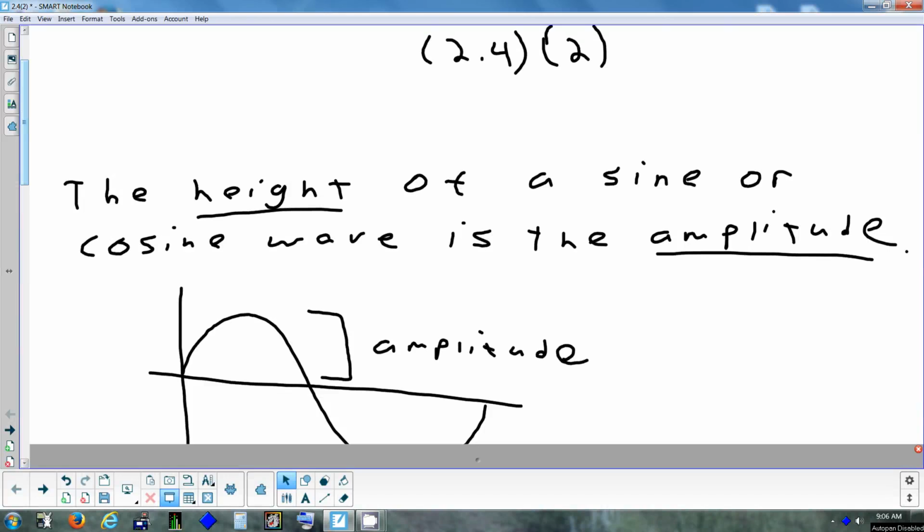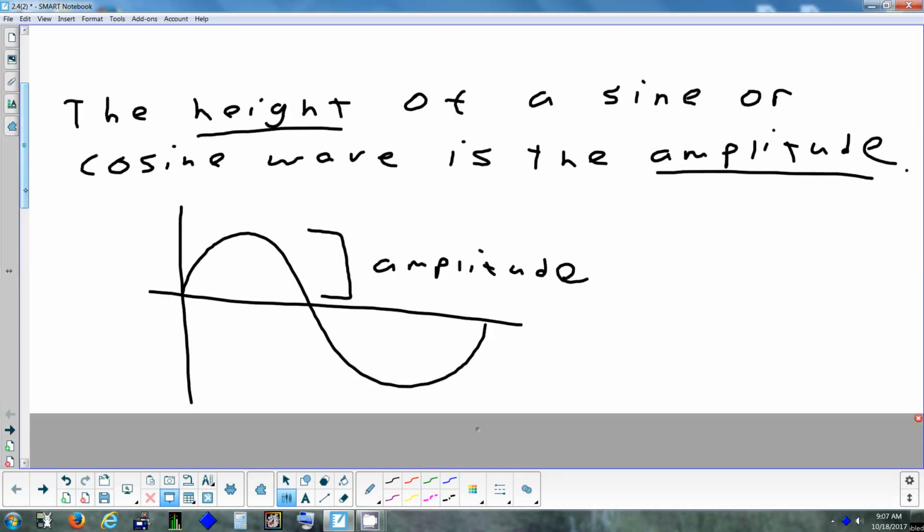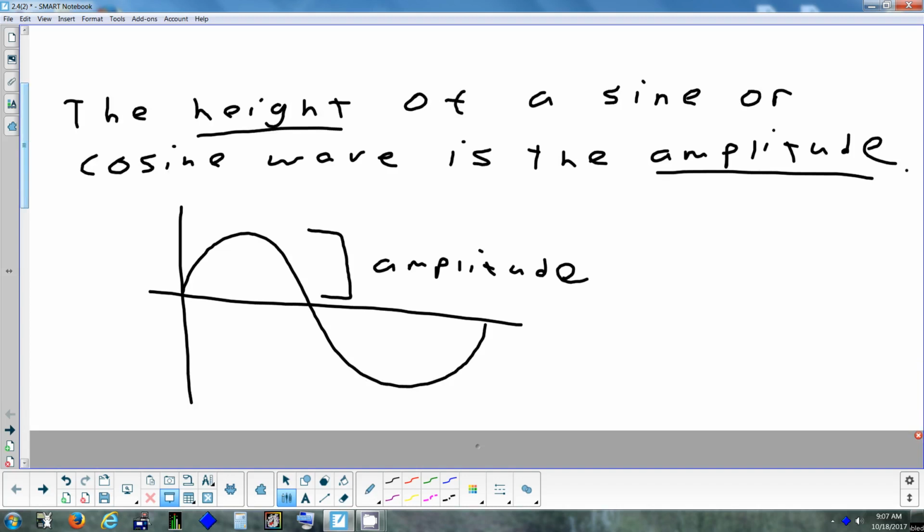The first thing I want to show you is a diagram. The amplitude is basically how high or how low the sine wave or cosine wave goes. From that center line to the peak, that's the amplitude. And the wave is always symmetrical, so however high above the center line you go, that's how low you go below it.